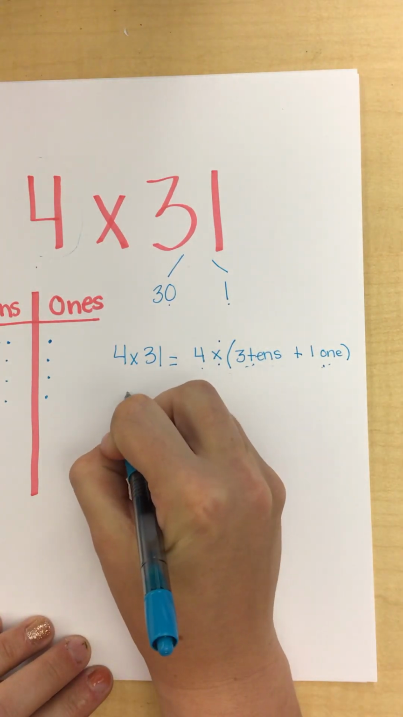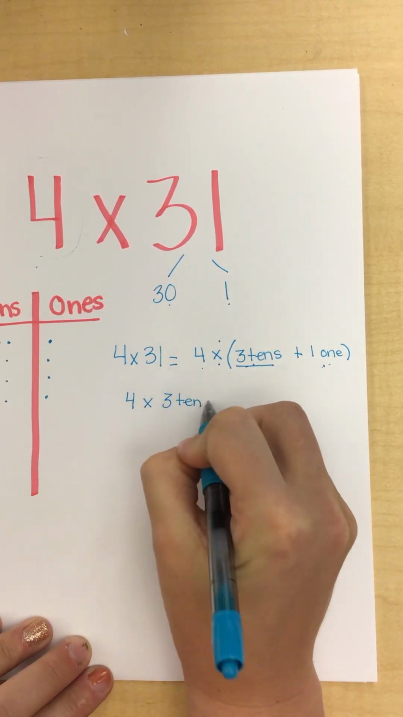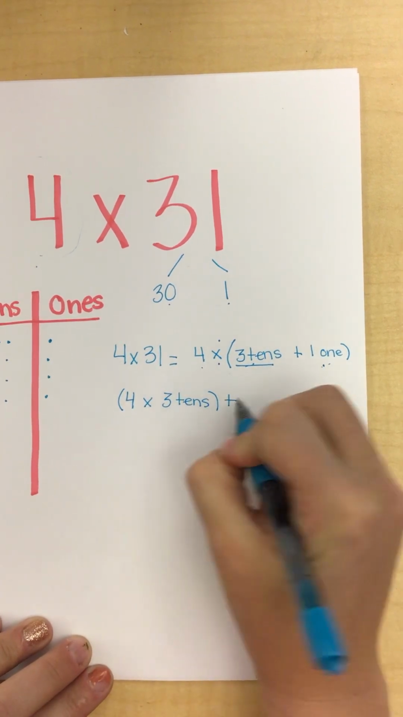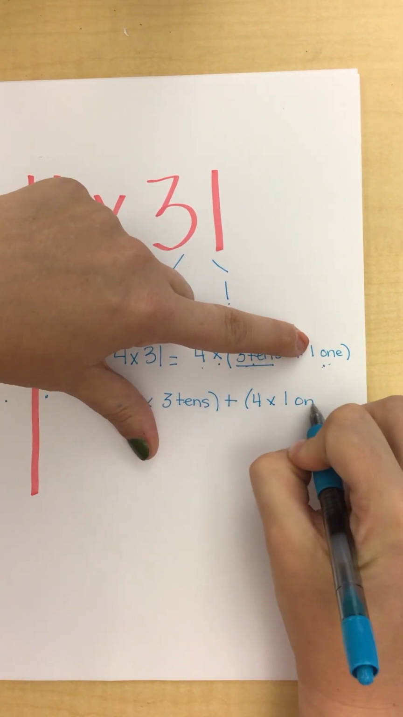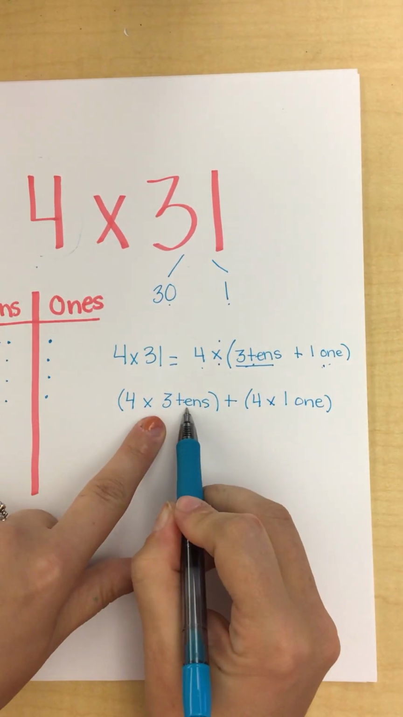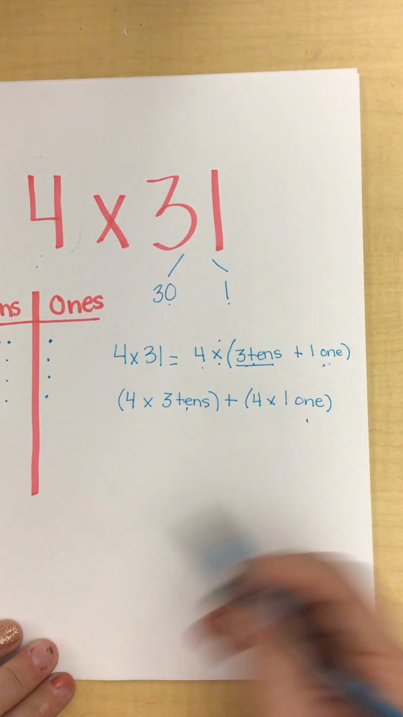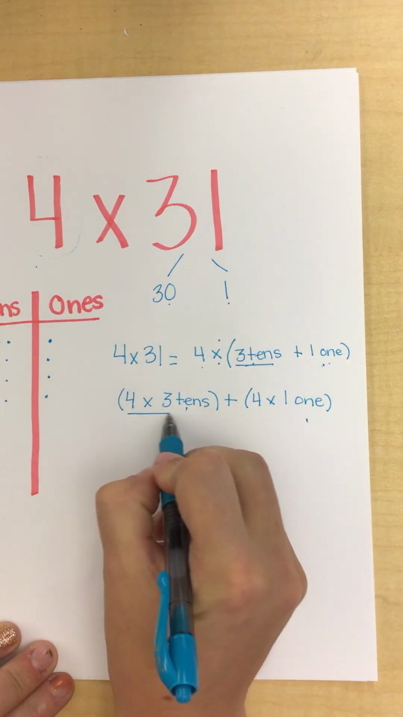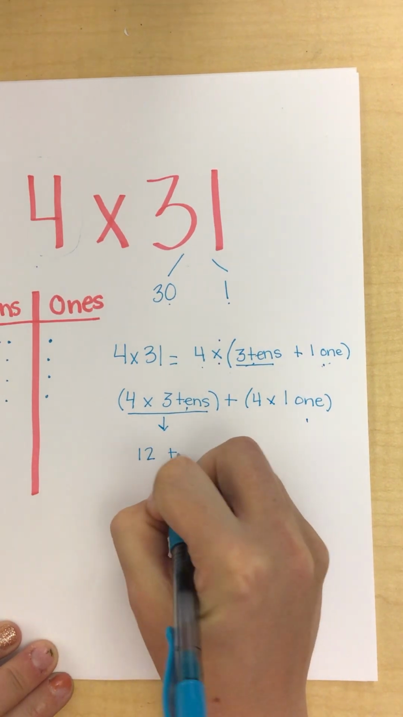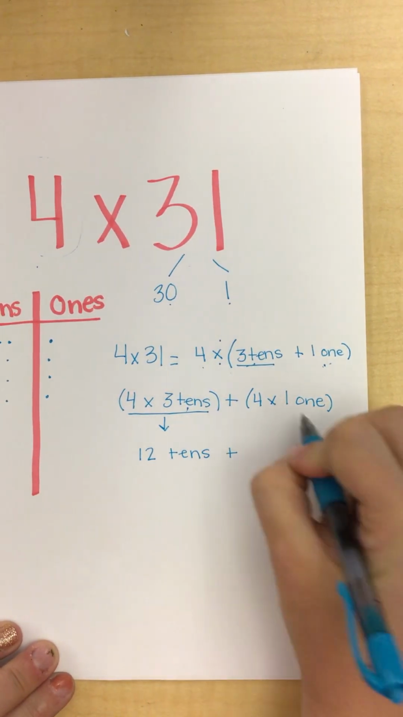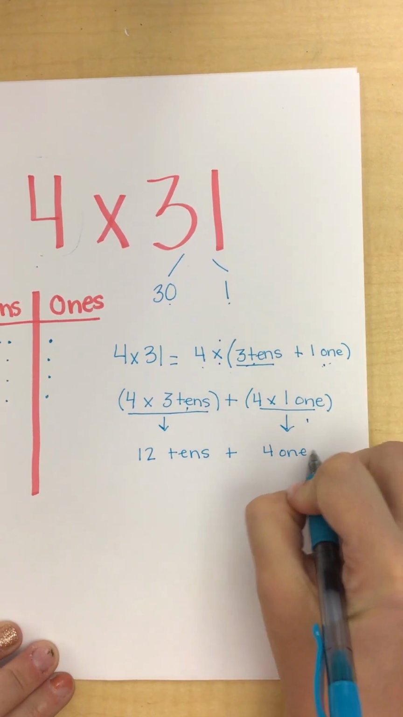So what that looks like, we will be doing 4 times the tens, which is 3 tens, plus, still multiplying by 4, times 1 one. So we're multiplying all of our tens by 4, we're multiplying all of our ones by 4. Now when we get to this point, all we're going to do is start solving those. 4 times 3 tens is the same thing as 12 tens. 4 times 1 one is the same thing as 4 ones.